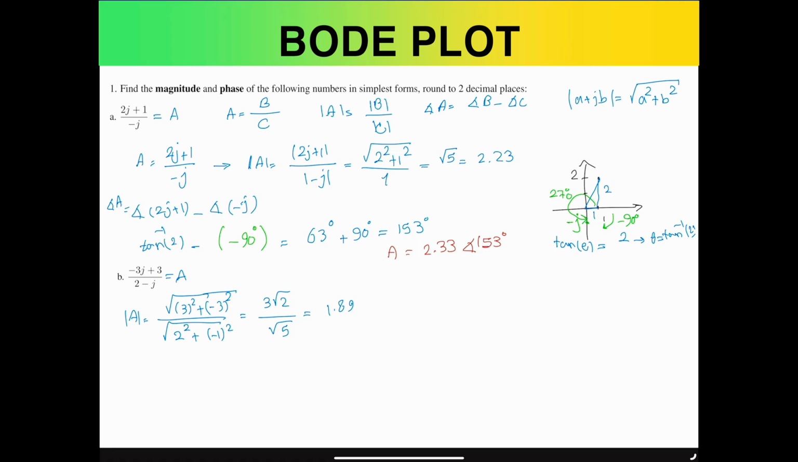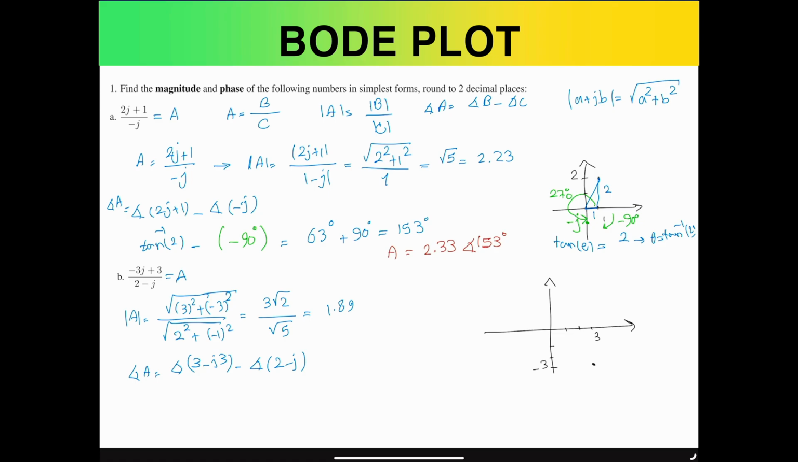However, for the phase, we need to consider the phase of A to be the phase of 3 minus j3, as the one coming in the numerator, minus the phase of 2 minus j. So let's try to find the first phase first, the phase of 3 minus j3. It's easier for us to start plotting that on the complex plane. So we'll have the real part as 3 and the imaginary part as minus 3. So our point is going to be located here.